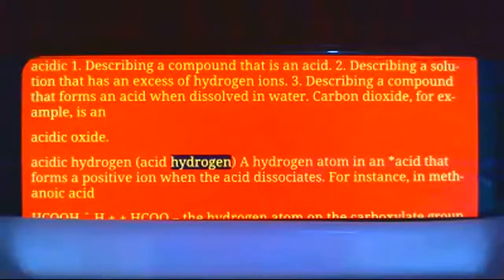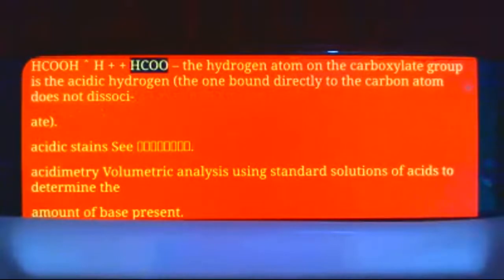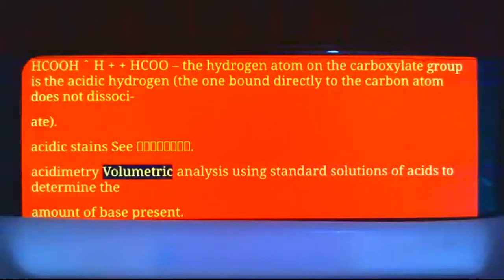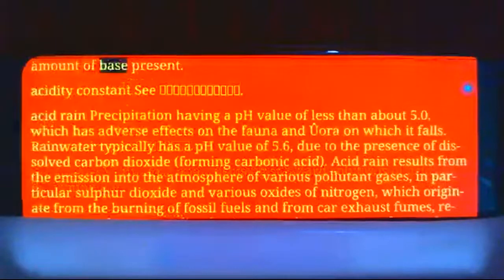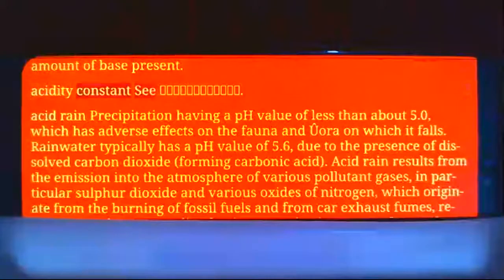Acidic hydrogen, acid hydrogen: a hydrogen atom in an acid that forms a positive ion when the acid dissociates. For instance, in methanoic acid, HCOOH ⇌ H+ + HCOO-, the hydrogen atom on the carboxylate group is the acidic hydrogen, the one bound directly to oxygen, which dissociates. Acidic stain. See stain. Acidimetry: volumetric analysis using standard solutions of acids to determine the amount of base present. Acidity constant. See dissociation constant.